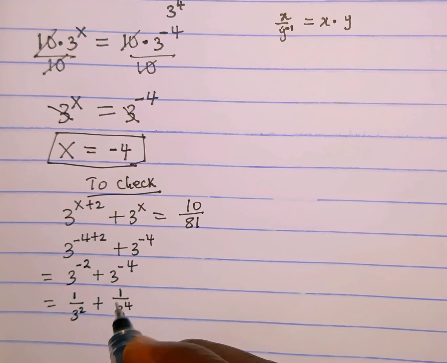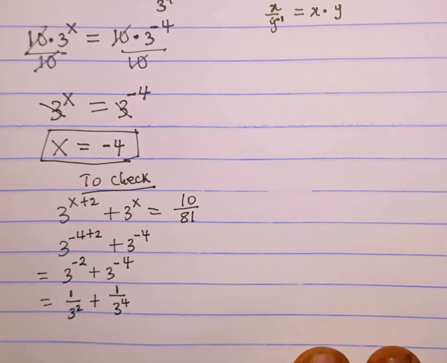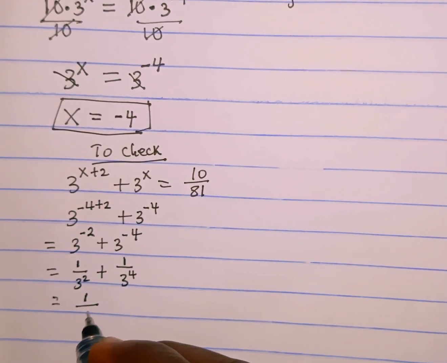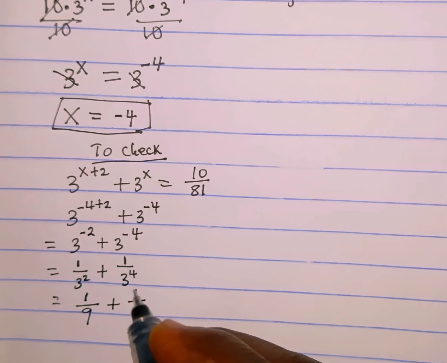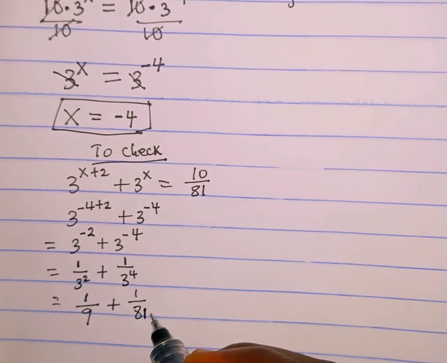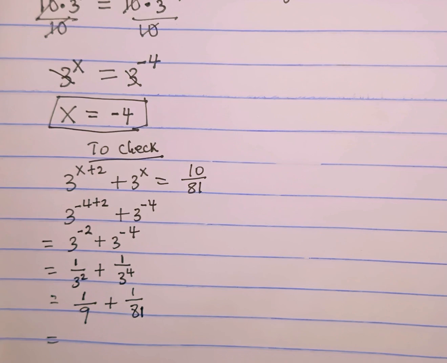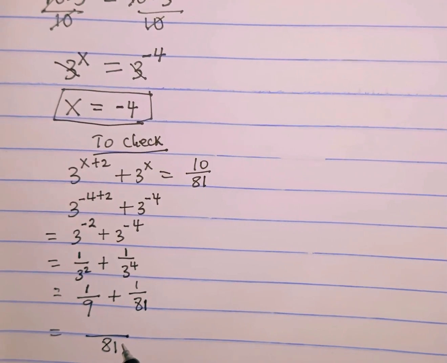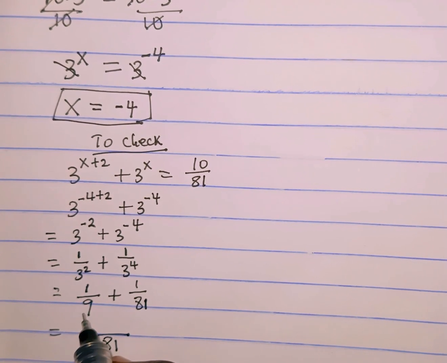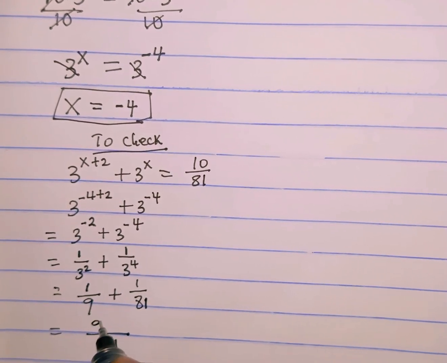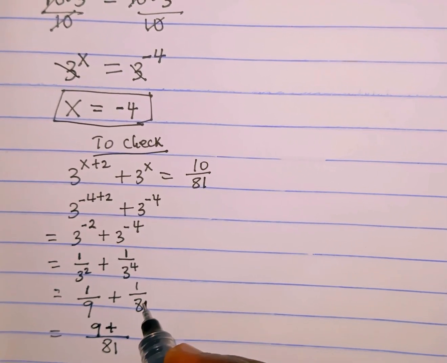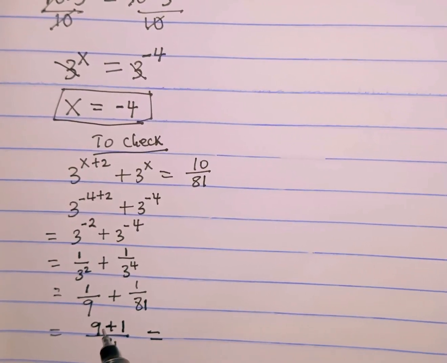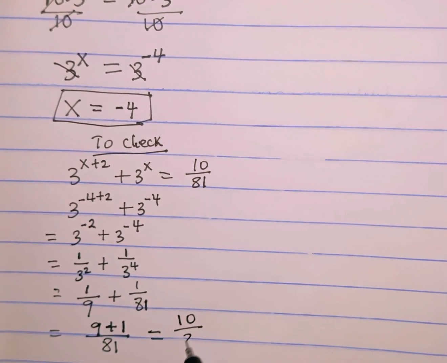When this comes down, the negative will change to positive. So this is going to be equal to 1 all over 3 squared, which is 3 multiplied by 3, which is 9, plus 1 over 3 to the power of 4, which is 81. Here we are going to take the LCM. The LCM of 81 and 9 is 81. Then we draw a division line. 81 divided by 9 is 9. The 9 multiplied by 1 is 9, plus 81 divided by 81 is 1. Then 1 multiplied by 1 is 1. So this is going to be equal to 9 plus 1 is 10, then over 81.